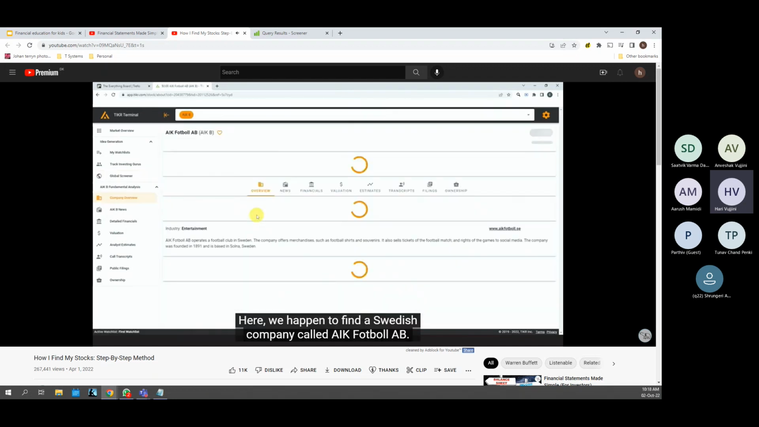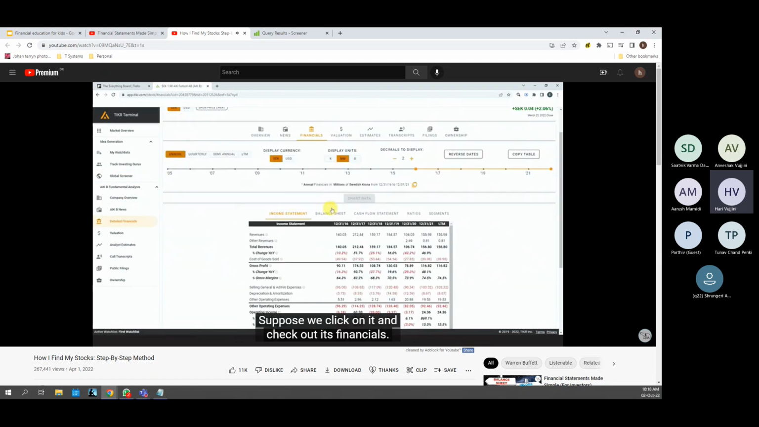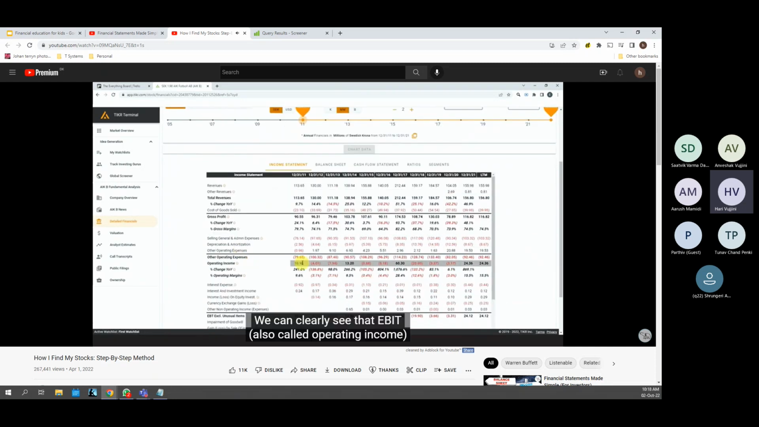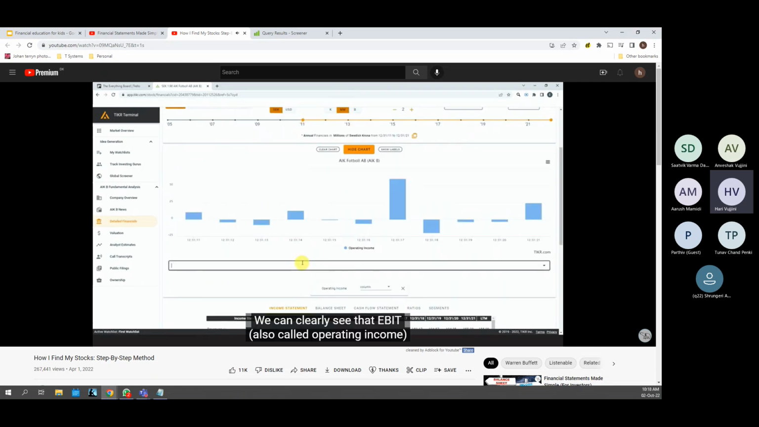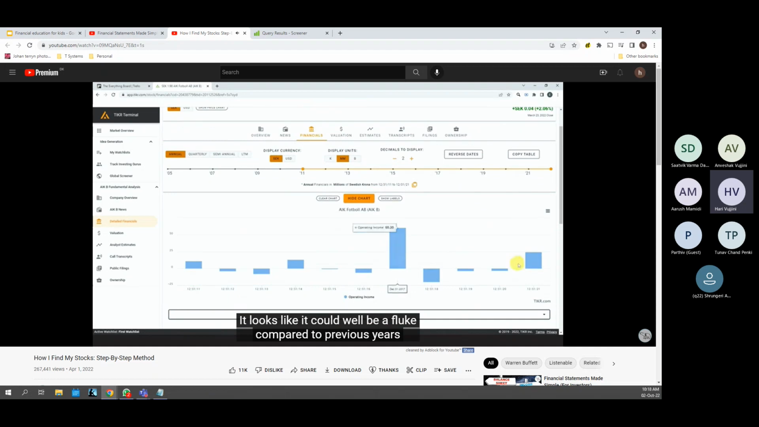Here, we happen to find a Swedish company called AIK Fotboll AB. Suppose we click on it and check out its financials. We can clearly see that EBIT, also called operating income, doesn't seem very reliable for the last 12 months. It looks like it could well be a fluke compared to previous years, and is probably not something we should expect the company can repeat in the coming years. Therefore, let's discard this one and move on to the second company on the list.